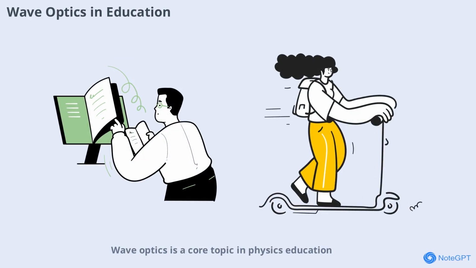Wave optics is a core topic in physics education. Understanding interference and related phenomena helps students develop critical thinking and problem-solving skills. It also lays the groundwork for more advanced studies in physics, engineering, and technology.